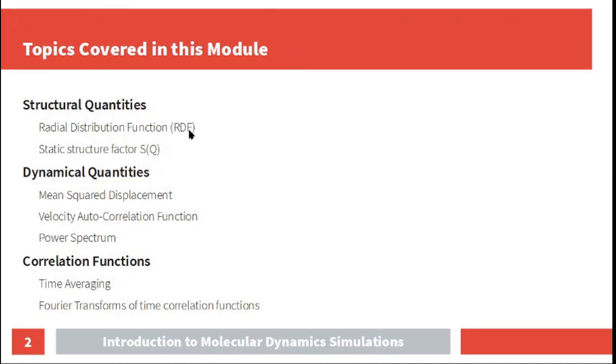In particular, we'll talk about the radial distribution function and its Fourier transform, the static structure factor. In dynamical quantities, we'll talk about mean square displacement, velocity autocorrelation function, and the power spectrum calculated from the velocity autocorrelation function. All these quantities can actually be seen as correlation functions, so we'll talk a bit about correlation functions in general. In particular, we'll talk about time correlation functions, the concept of time averaging, and how the Fourier transform of time correlation functions is related to experimental observables in different types of experiments.